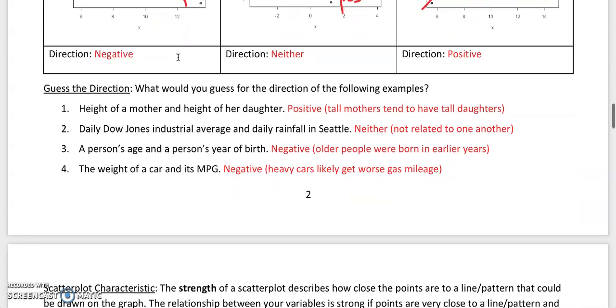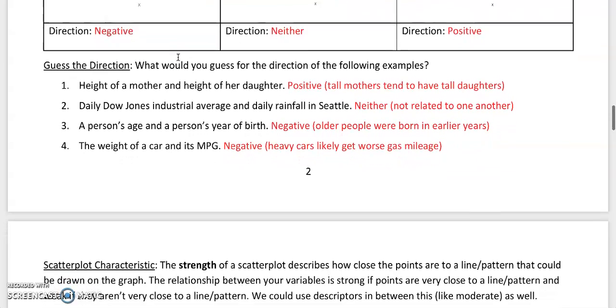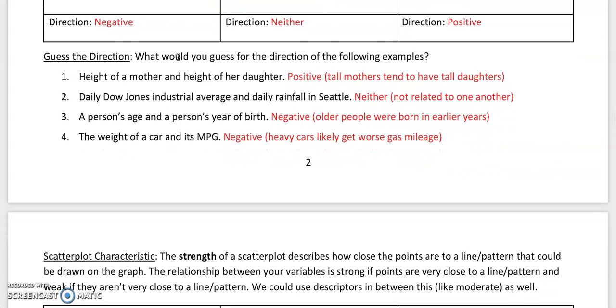So at the beginning of the next page, you'll see that the strength of a scatter plot tells us how close the points are to some sort of line or pattern that could be drawn. If the points are all very close to a line or pattern, we refer to that as a strong relationship. We're essentially saying there's a very clear pattern happening here. There's something that we could describe to someone where if we knew one of the variables, it would be very helpful in having us predict the other variable, for example.